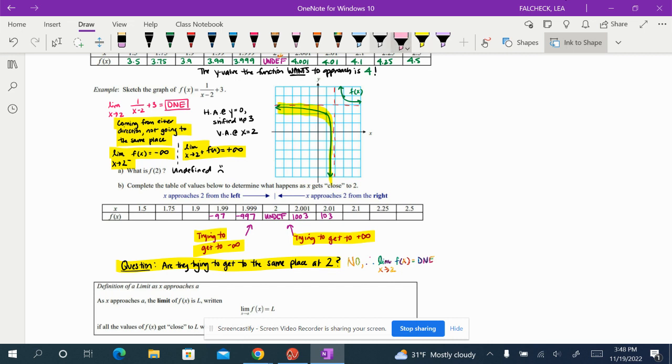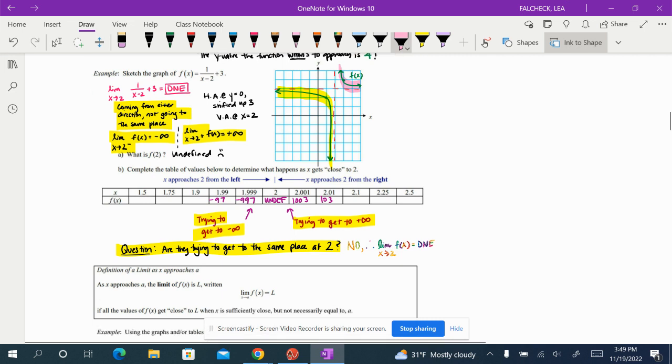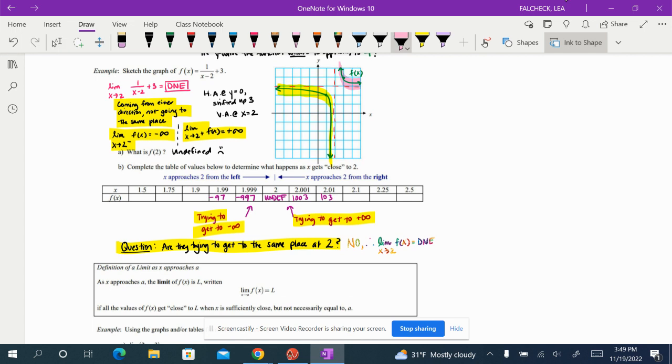If we examined the limit on the right-hand side of 2, coming into 2 from the right, the function is increasing without bound. It's heading up towards positive infinity. So we would denote that as the limit as x approaches 2 from the right of f of x is equal to positive infinity. Since the function is trying to get to two different y values on either side of the vertical asymptote, we would say that the limit does not exist, because the function is not trying to get to the same place at 2. One side's going all the way down, one side's going all the way up. So we would say that the limit as x approaches 2 of f of x does not exist.